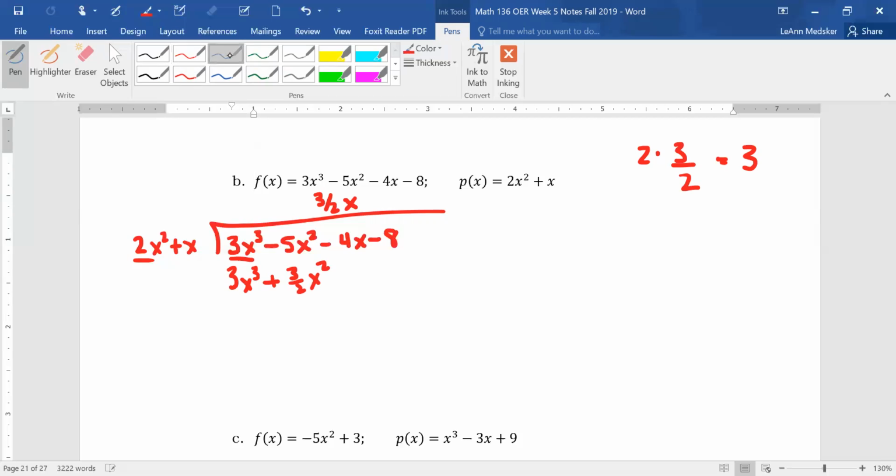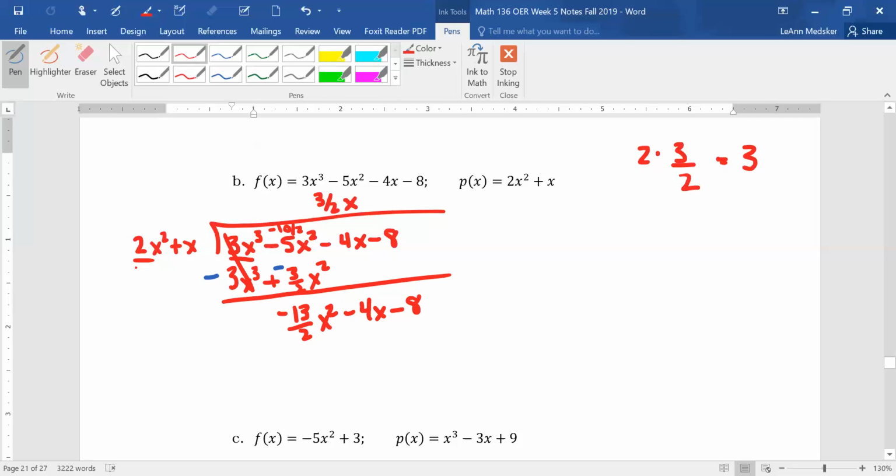We'll want to change all of our signs because we're doing long division, before we do the subtraction step. So this should cancel. You'll need to make that negative 10 over 2 to have a common denominator. So negative 10 over 2 minus 3 over 2 is negative 13 halves x squared. Bring down the minus 4x and the minus 8.